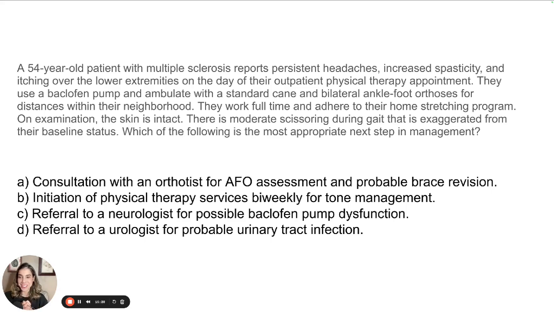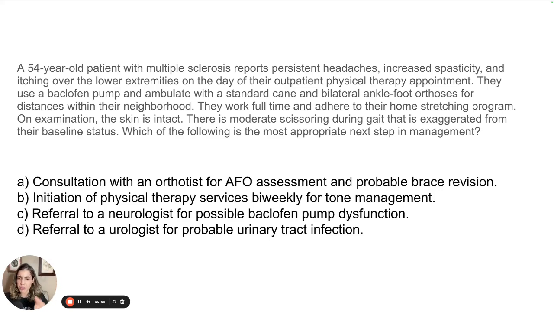Okay, let's look at the answer choices and see if we can cross. Consultation with an orthotist for AFO assessment and probable brace revision. Okay, I can easily cross this one. I don't think the problem is the AFO. Initiation of physical therapy services bi-weekly for tone management. I don't think this question is really asking me about the plan of care. I think the highlight of the question is this person is going through something: headaches, increased tone, itching, what is it called? Side effect of something.